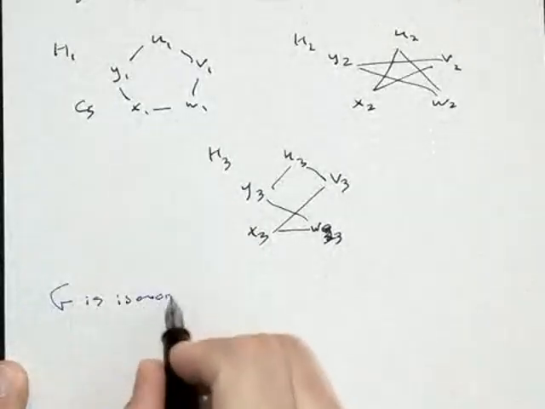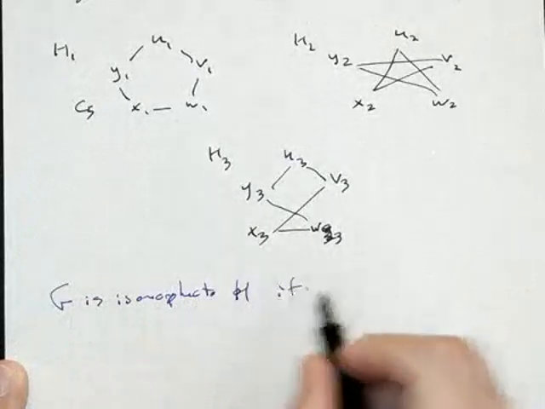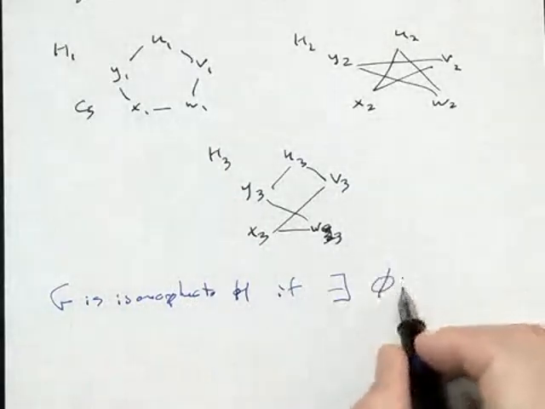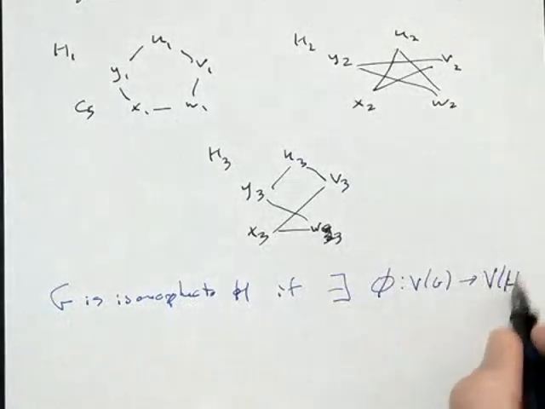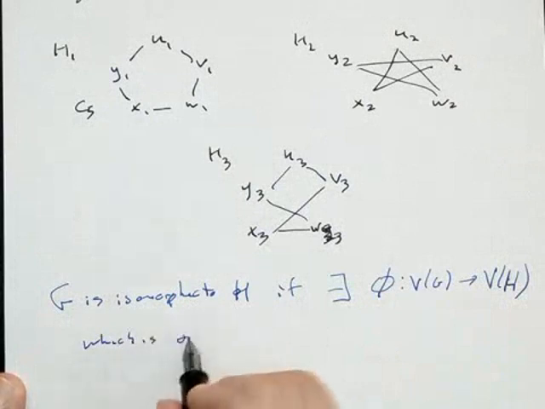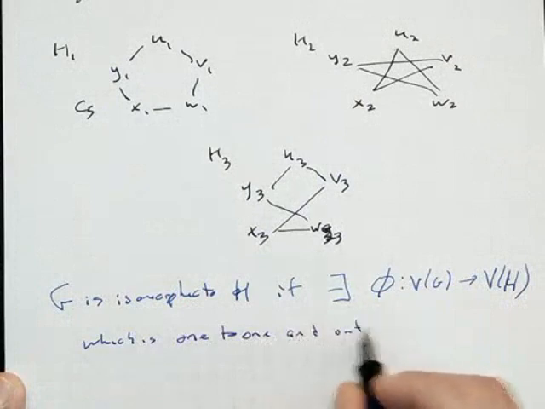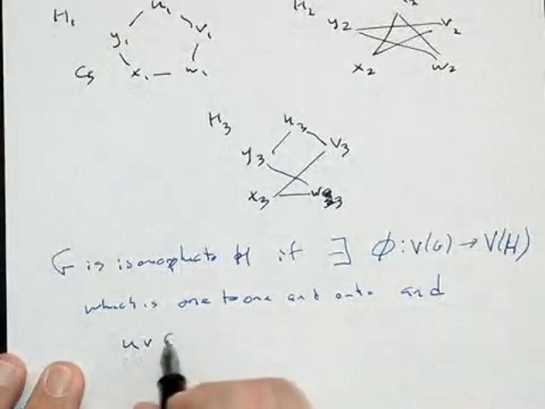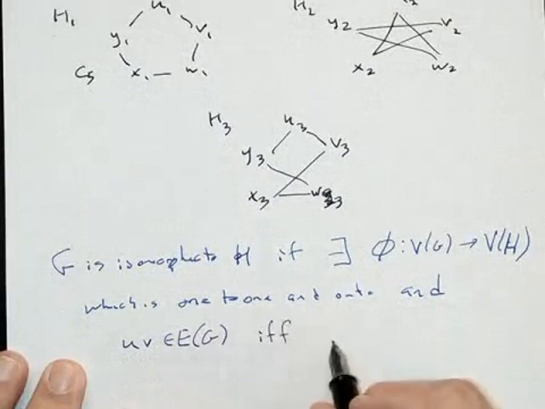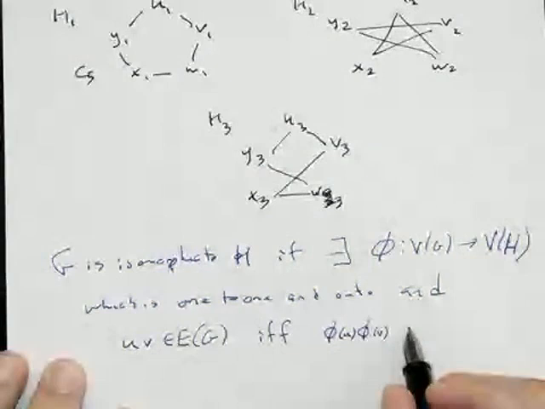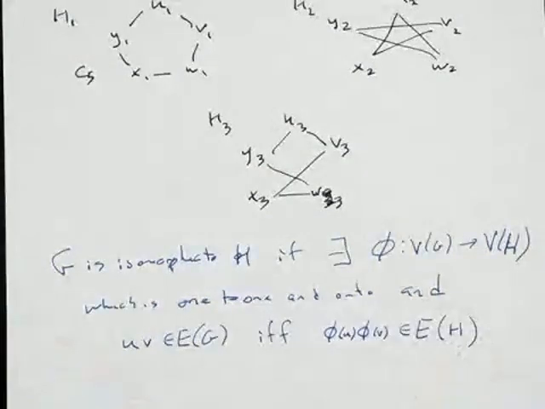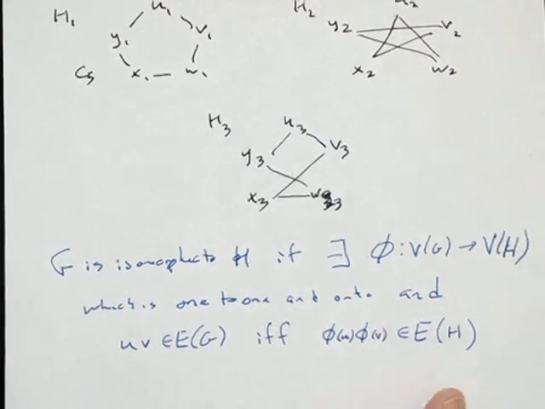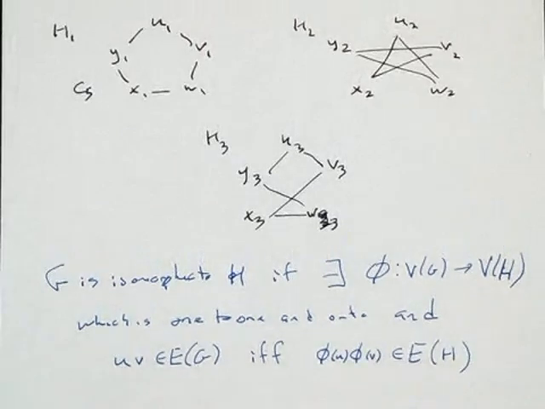G is isomorphic to H if there is a function from the vertices of G to the vertices of H that is one-to-one and onto, such that UV is an edge if and only if the images that you create are adjacent in H.